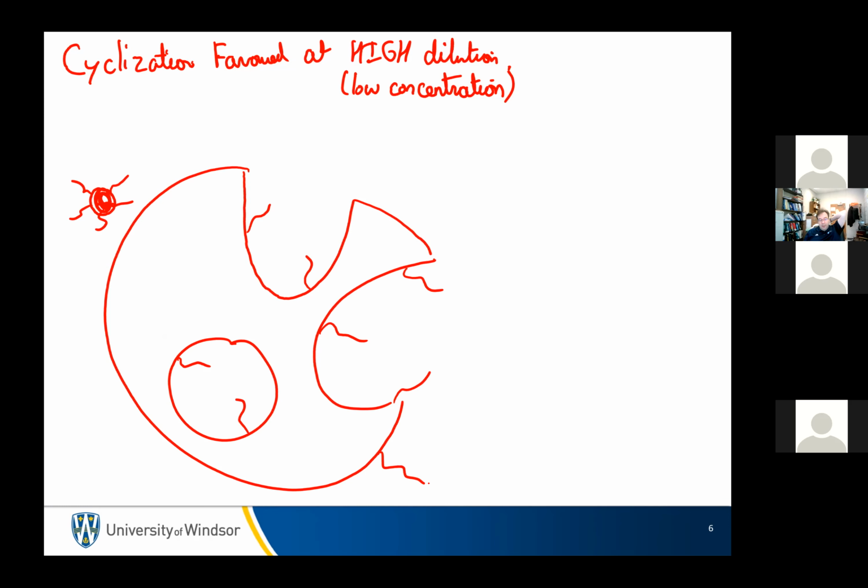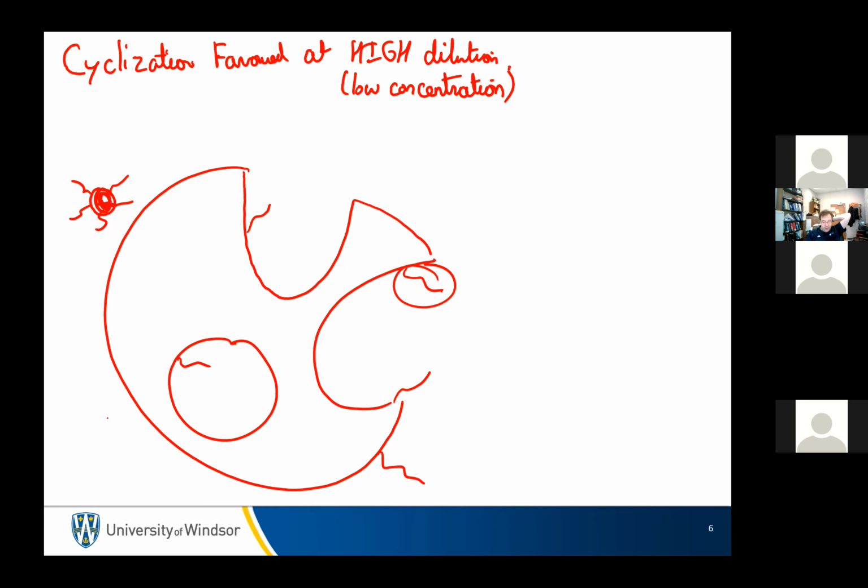Now, if I can keep the peptides at a low enough concentration, then the peptides are far enough away from each other that they can't interact. And so if I try and cyclize this peptide, it can't oligomerize because it can't see any other peptides because it's stuck on a bead. It's too far away from the other peptides.